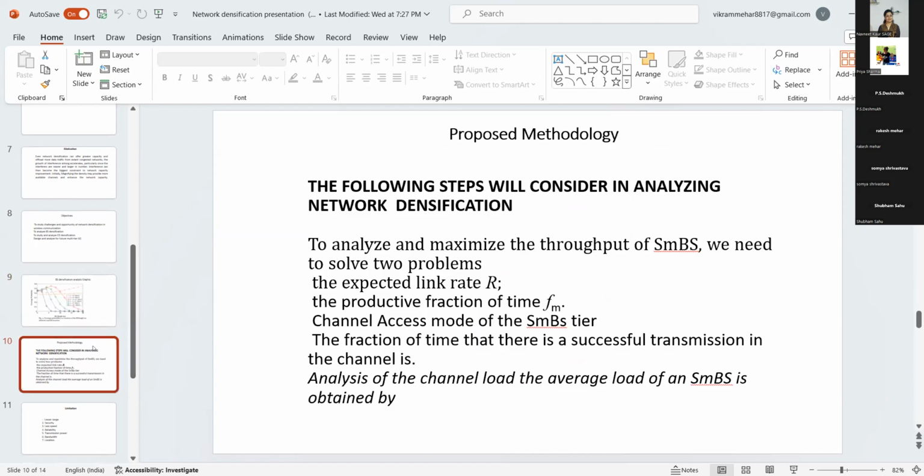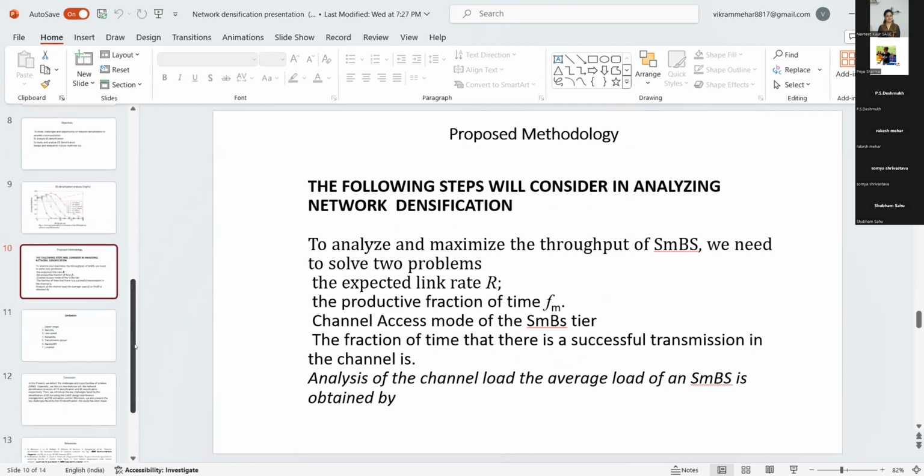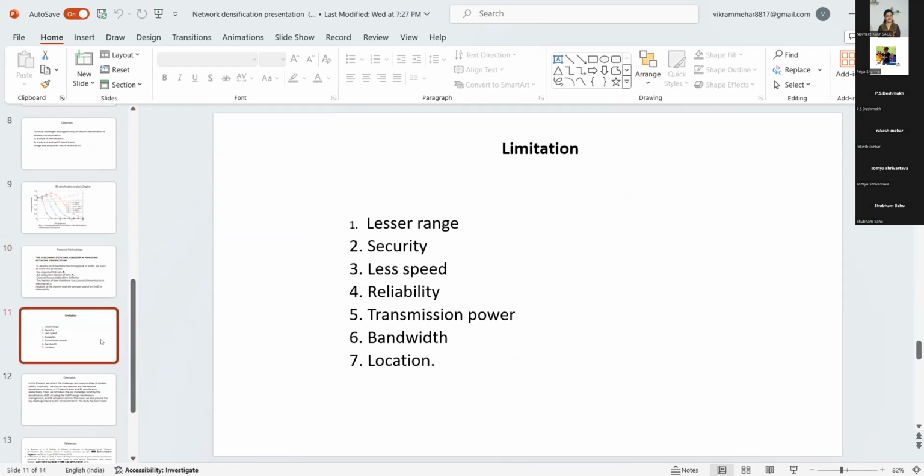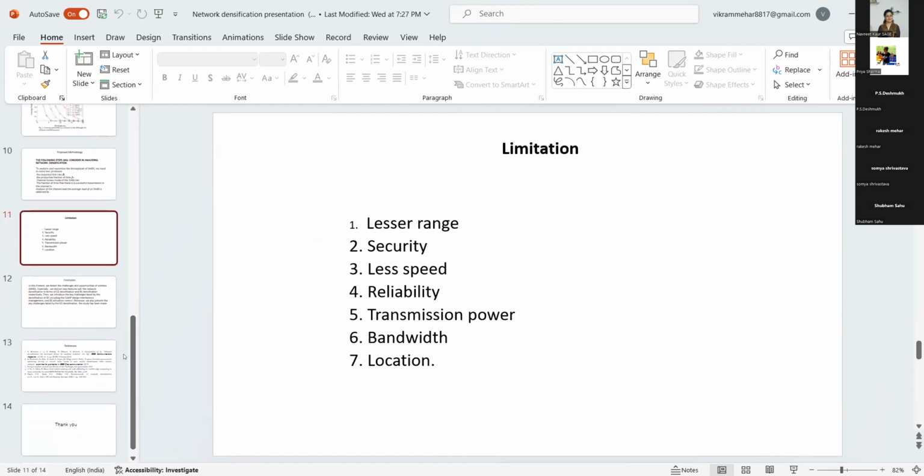So I will use the proposed methodology to analyze the maximum throughput. We need to solve two problems: the accepted link rate, and the fraction of time the channel has a successful transmission. There are many limitations of wireless communication: larger range, security, less speed, reliability, transmission power, and bandwidth allocation.